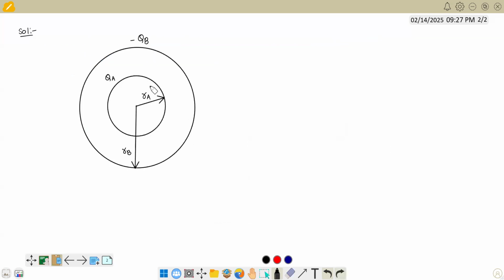So let us draw this scenario. We have two shells RA and RB. Remember, number of shells are two. Before solving this, you should know what is the potential due to a shell. Potential inside a shell is basically a constant. Just remember that potential inside a shell is constant, and its formula is K into charge of the shell divided by radius of the shell.